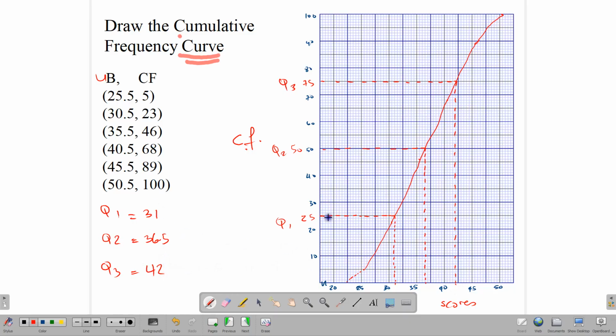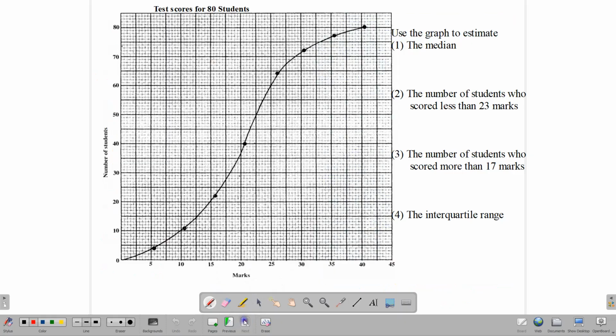So this is how we can use it. Now let's go to the last question and see how we can answer some other questions that tend to be asked with cumulative frequency curves or less than curves. This is something taken from CXC.